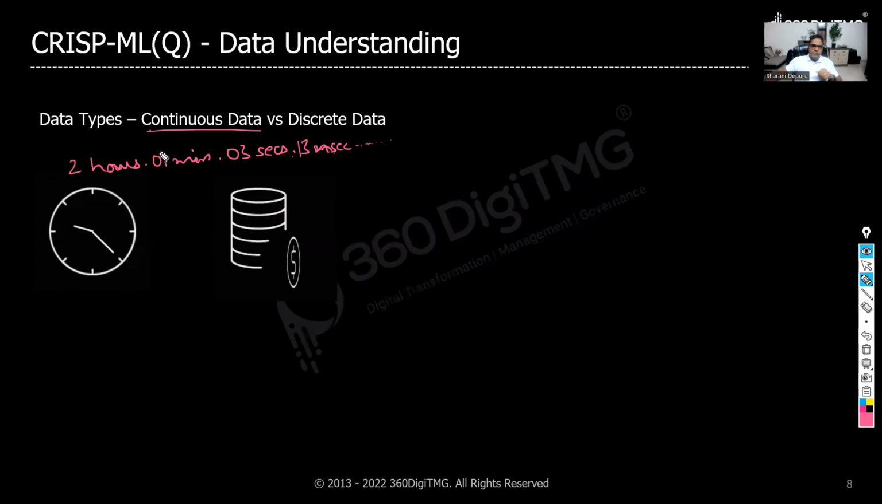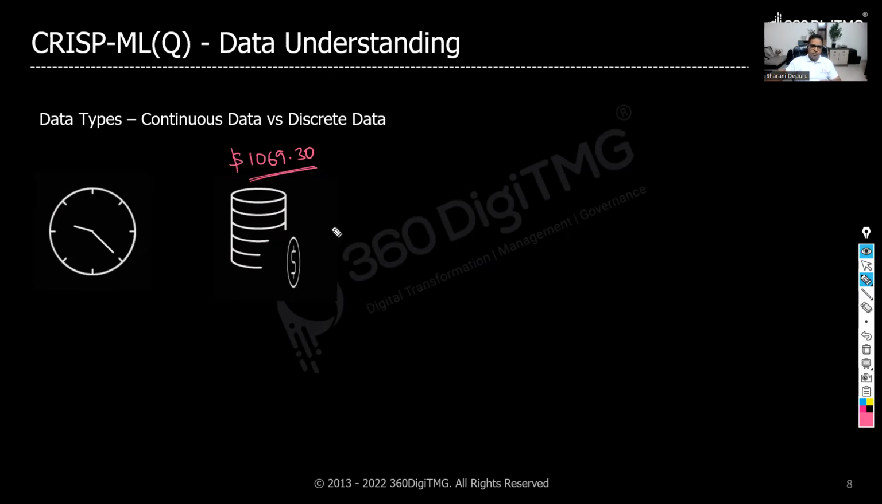The moment you represent something in decimal format, and if it starts making sense, then it's called continuous data. Even in the case of money, if you want to purchase, say, an Apple MacBook Pro, it might cost you $1,069.30.